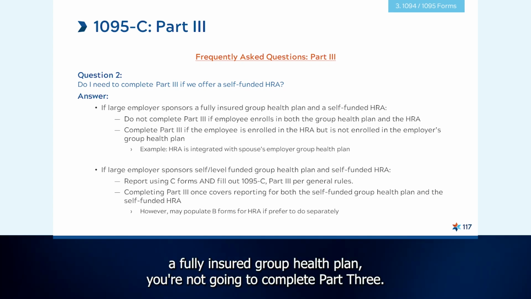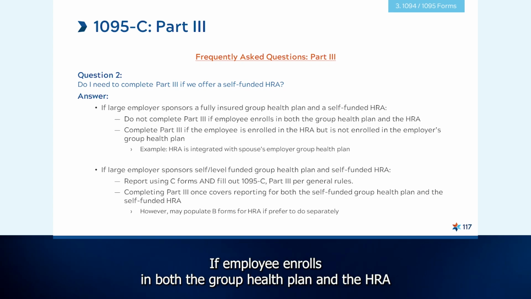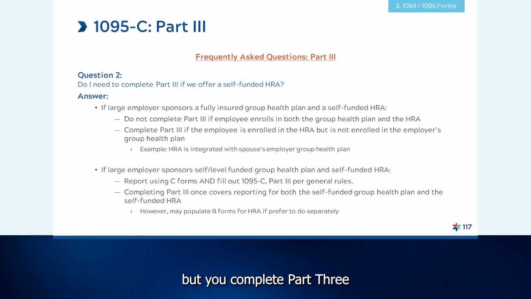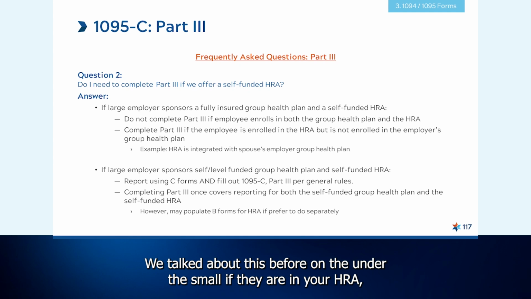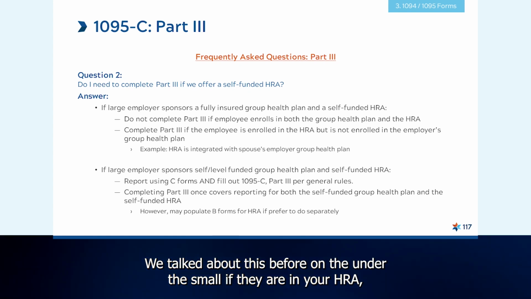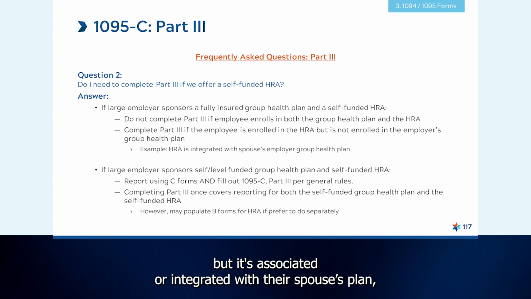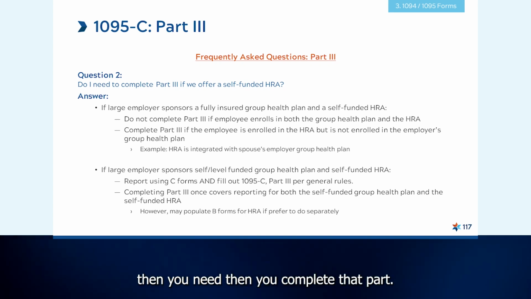If you sponsor a fully insured group health plan, you're not going to complete part 3 if the employee enrolls in both the group health plan and the HRA, but you complete part 3 if the employee is enrolled in the HRA but is not associated with your group health plan. We talked about this before under the small. If they are in your HRA, but it's associated or integrated with their spouse's plan, then you complete that part.